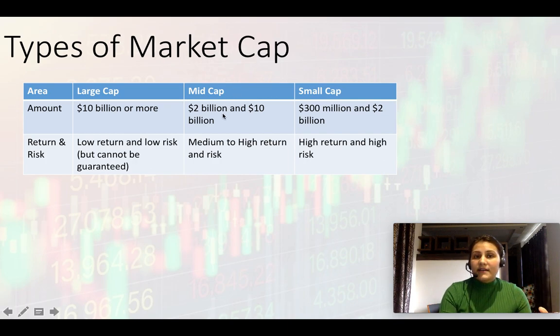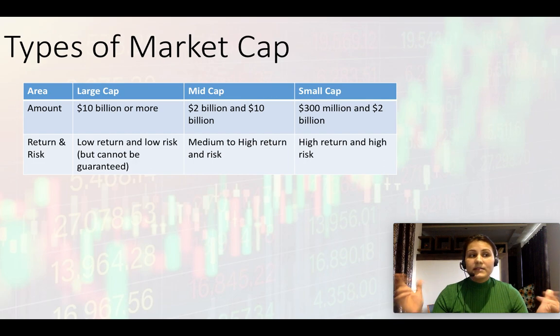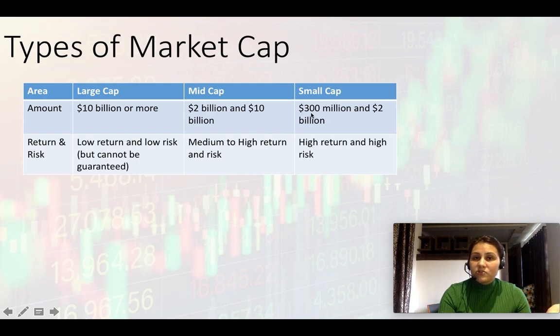Then mid cap organizations would be between $2 billion and $10 billion. These are medium sized enterprises which, with time, may perform very well and may fall into the large cap categorization. And then there is small cap, where the market cap is $10 million to $2 billion.